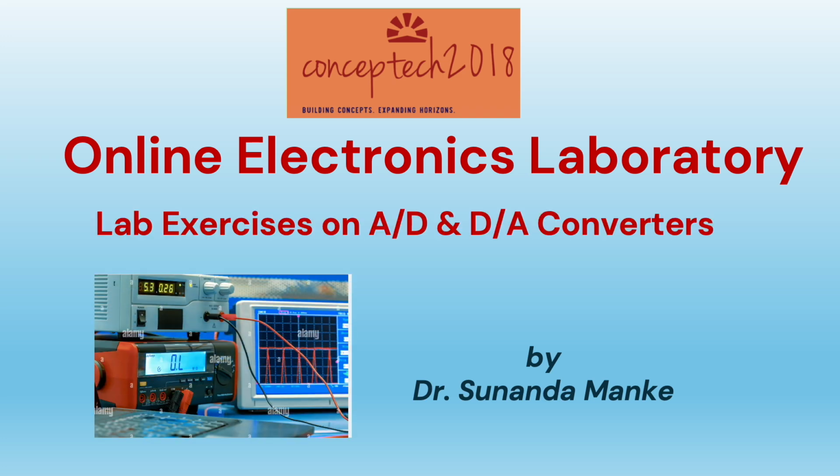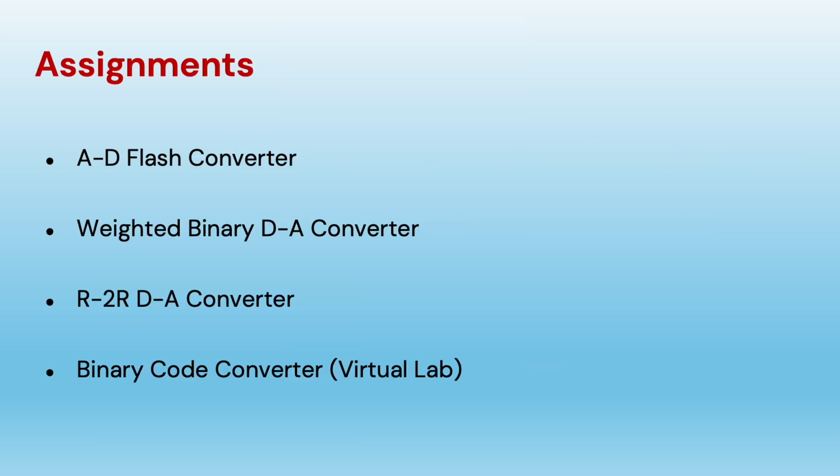This video is a part of a series on online electronics laboratory, and in this part we'll discuss the lab exercises on analog to digital and digital to analog converter circuits. This is the list of experiments which will be performed in this part. We have one experiment on analog to digital conversion using flash converter. Then two experiments are on digital to analog conversion, weighted binary method and R2R ladder network method. The last experiment is on binary code conversion and it will be performed in virtual lab.